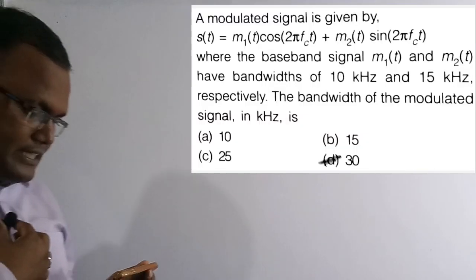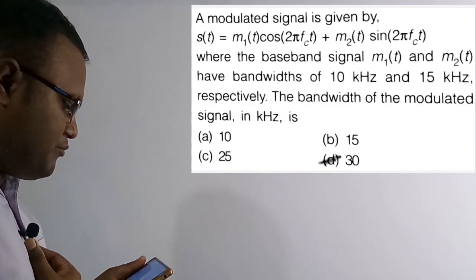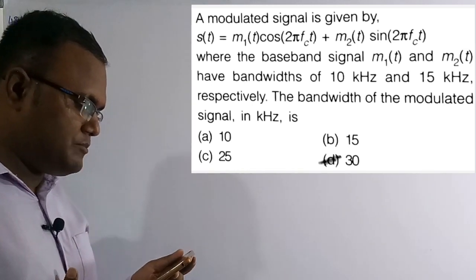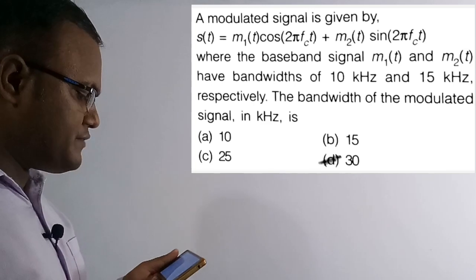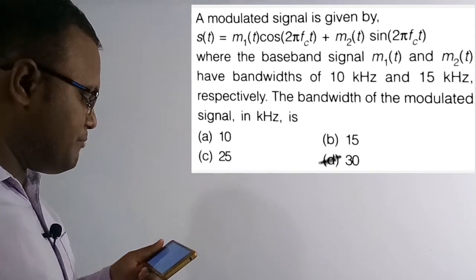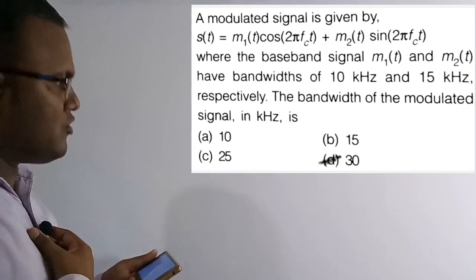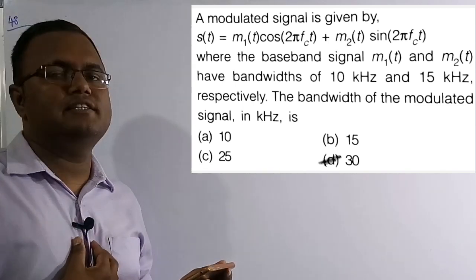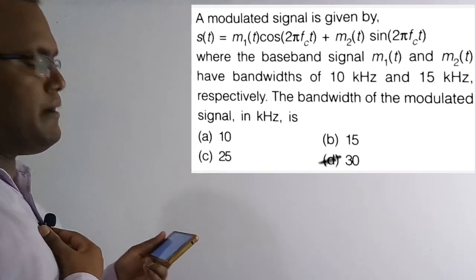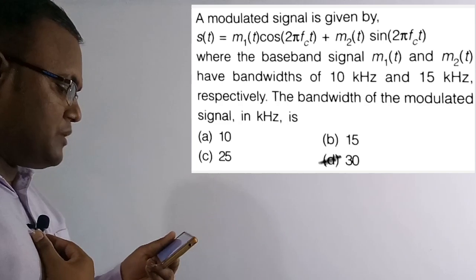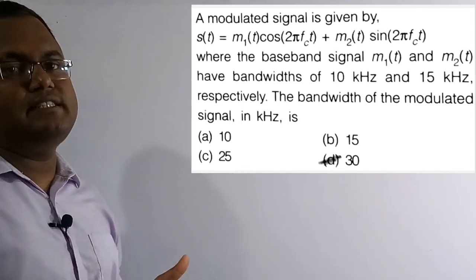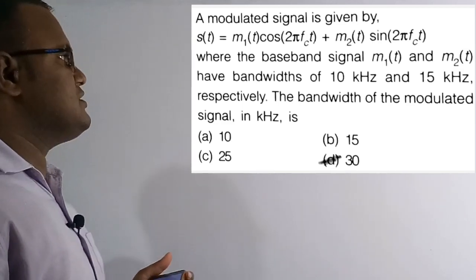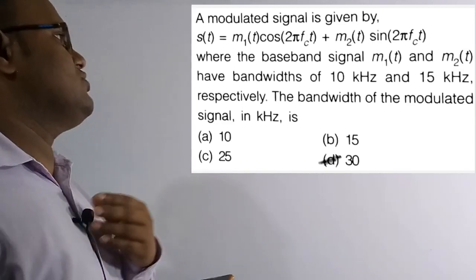Now we are going to solve the 40th question. See the question here. A modulated signal is given by S of t equals m1 of t into cos 2 pi fct plus m2 of t into sin 2 pi fct, where the baseband signals m1 of t and m2 of t have bandwidths of 10 kilohertz and 15 kilohertz respectively. Here m1 of t and m2 of t are the message signals, and their bandwidths are given. We need to find the bandwidth of the modulated signal S of t. There are 4 options. Option D is the correct solution of this question. So let's solve this numerical.